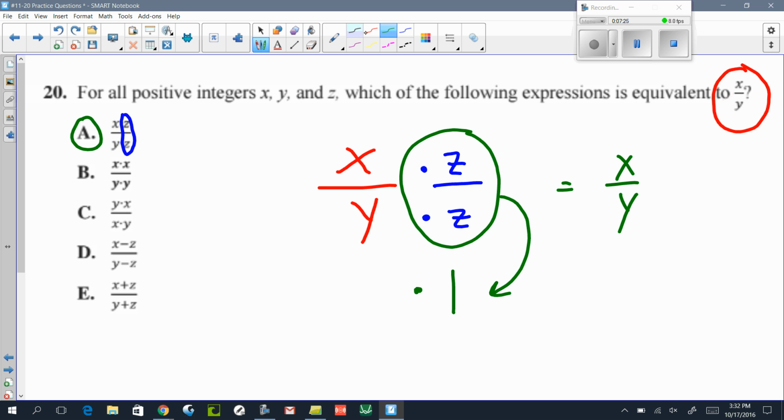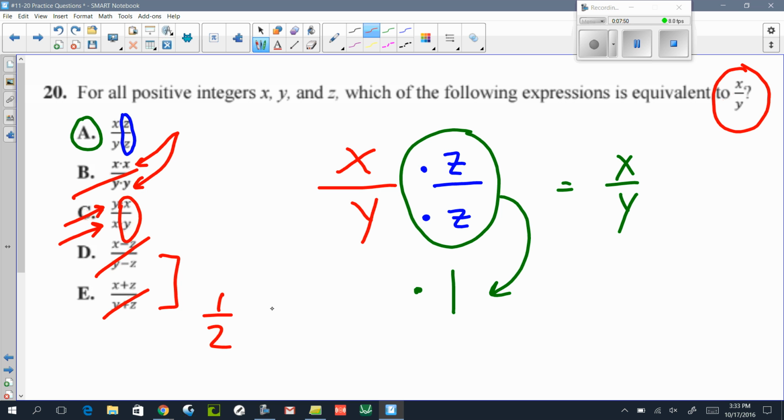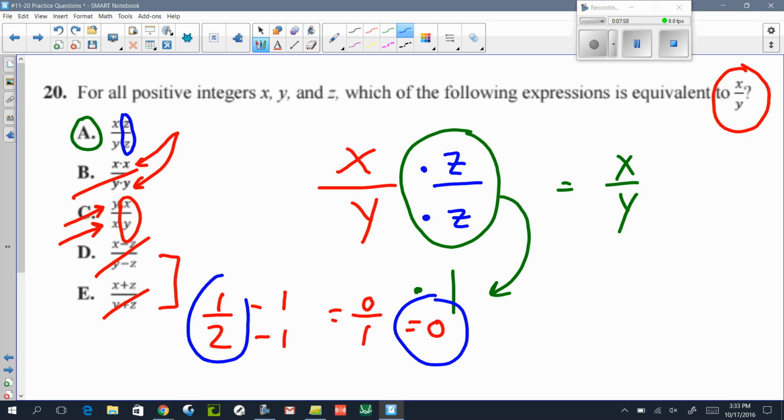Notice here they multiplied the top by x and the bottom by y. That would not be equivalent to 1, so that would not be valid. Here we have x over y, and they multiplied the top by y and the bottom by x. Again, not equivalent to 1. You cannot subtract the same value on top and bottom, and you cannot add the same value on top and bottom. That does not work. For these two options, just think of having 1/2. If I subtract 1 on top and subtract 1 on bottom, I would have 0 over 1, which is 0. 0 is not the same as 1/2. So we can't add or subtract the same value on top and bottom. That does not work out. Best answer, A.